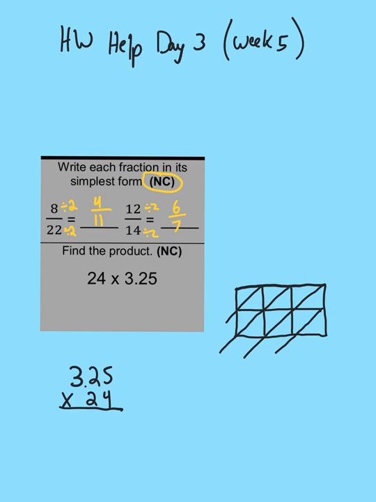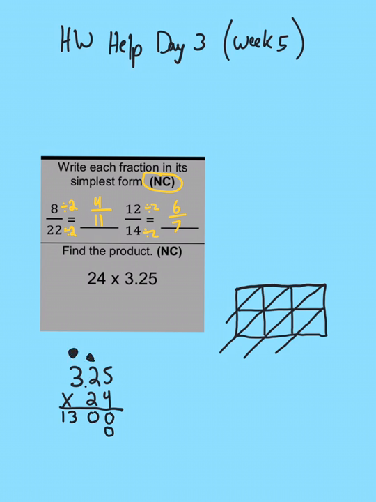So 4 times 5 is 20, write the 0, carry the 2. 4 times 2 is 8, plus 2 is 10, write the 0, carry the 1. 4 times 3 is 12, plus 1 is 13. Don't forget to fill in the 0 before you do 2 times everything.